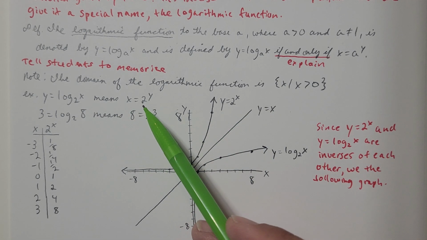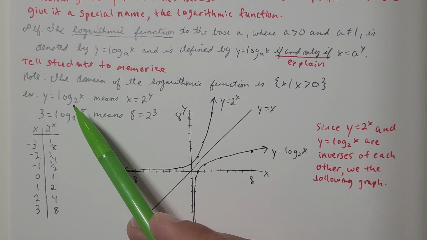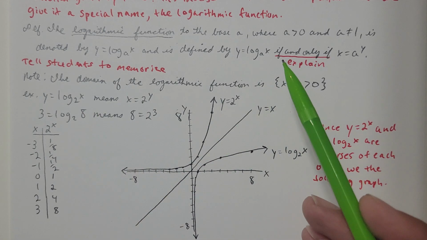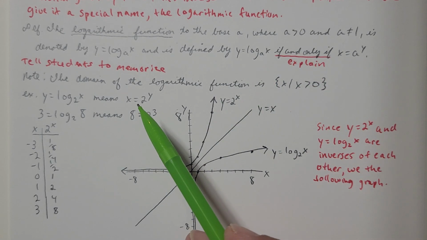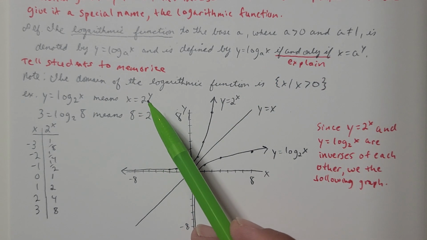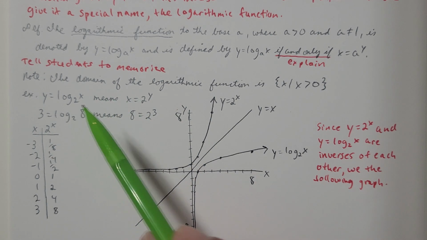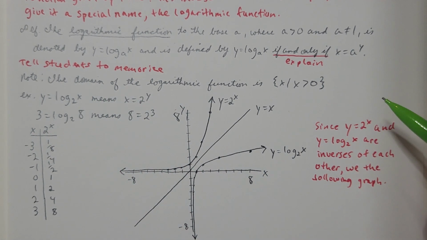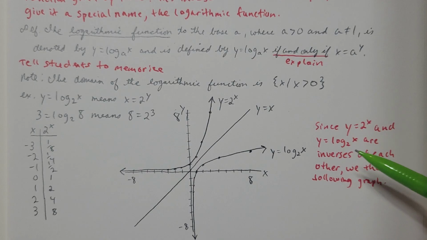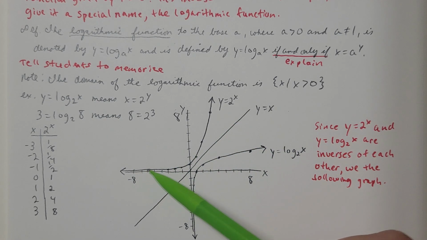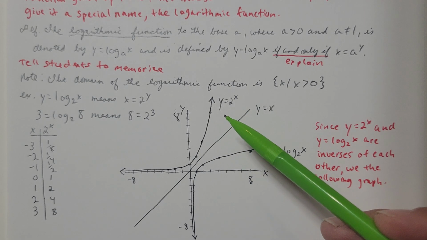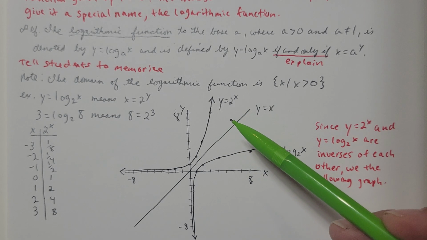x equals 2 to the y means y equals log base 2 of x, right? Here's if and only if, so I can read this beginning to end or end to beginning. They mean the same thing. So x equals 2 to the y means y equals log base 2 of x. So if I want to graph y equals log base 2 of x, I need to graph the inverse function of y equals 2 to the x.